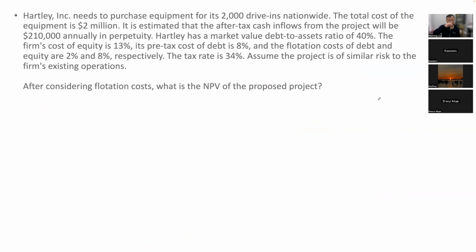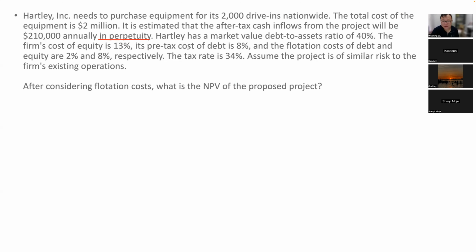Okay, so Hartley Incorporation needs to purchase equipment for its 2,000 drives nationwide. The total cost of the equipment is $2 million. It is estimated that the after-tax cash inflows from the project will be $210,000 annually in perpetuity. Right, this is in perpetuity.